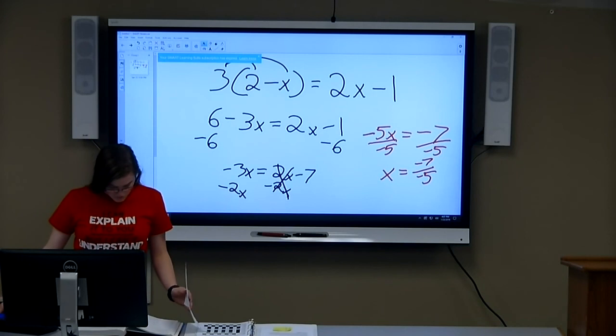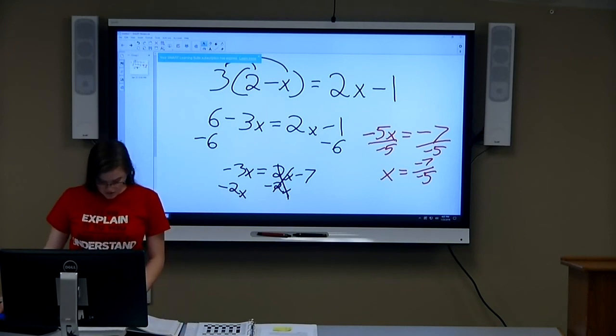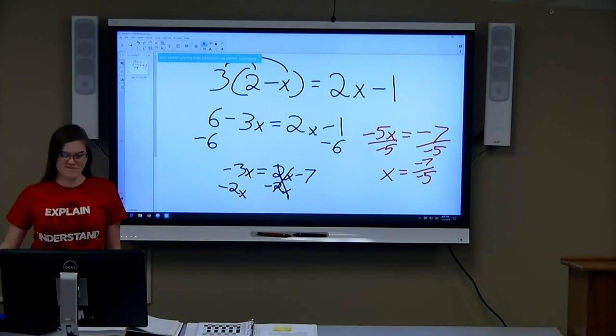Most of the rest of the problems are exactly like that. There's really nothing else to do with this lesson. So that is the end of chapter 1, lesson 1.